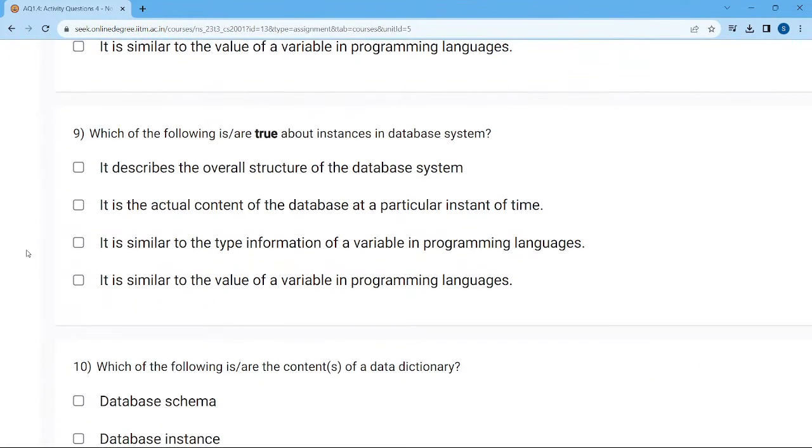Which of the following is true about the instances in database system? It describes the overall structure of the database system. True about the instances, right? So it does not do that. It is the actual content of the database. Yes, it is the actual content. It is similar to the value of a variable in programming languages. It is not similar to the type of information.